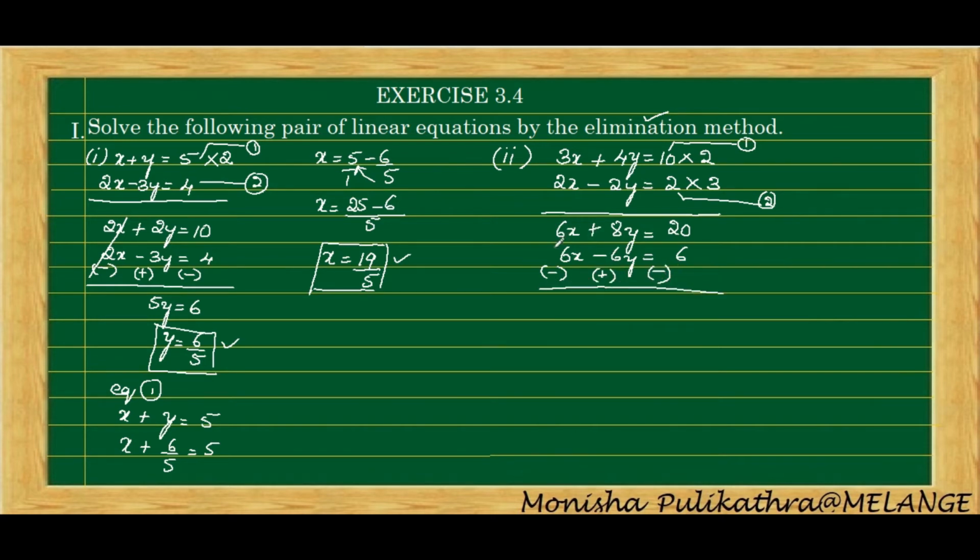Okay, so here plus into minus. Unlike signs means we need to subtract it. 6x minus 6x is 0, so we need to cancel it. Okay, plus into plus, plus. So 8 plus 6 is 14.